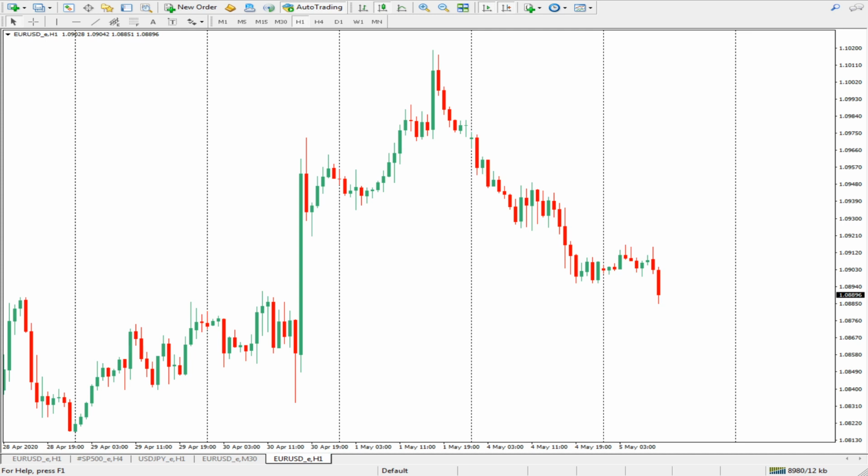So today is 5th of May. Let's see what we have for the day. We'll start off with whatever is on our screen. We have the currency strength meter. Let's see what it means here.